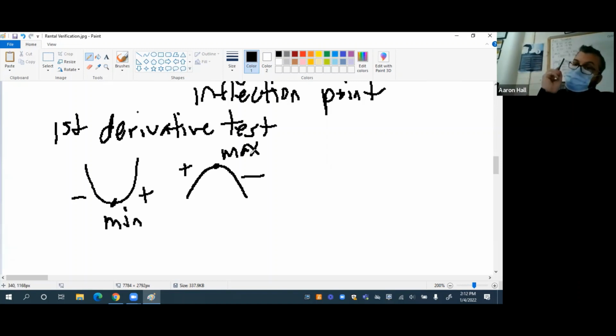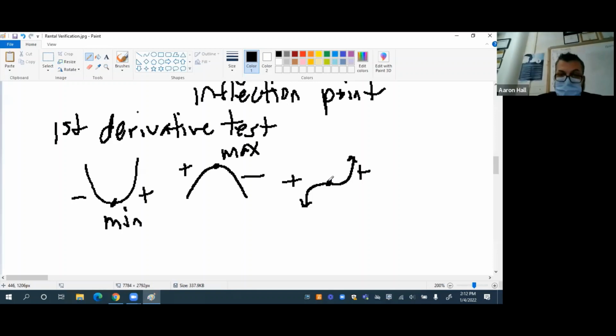It can also tell us if we have a positive slope followed by a positive slope after an instantaneous rate of change of 0, then that would be a what? Yeah, that's a stationary inflection. So it could also tell me if I have something like this, where I have a positive slope followed by a positive slope, that tells me a stationary inflection.